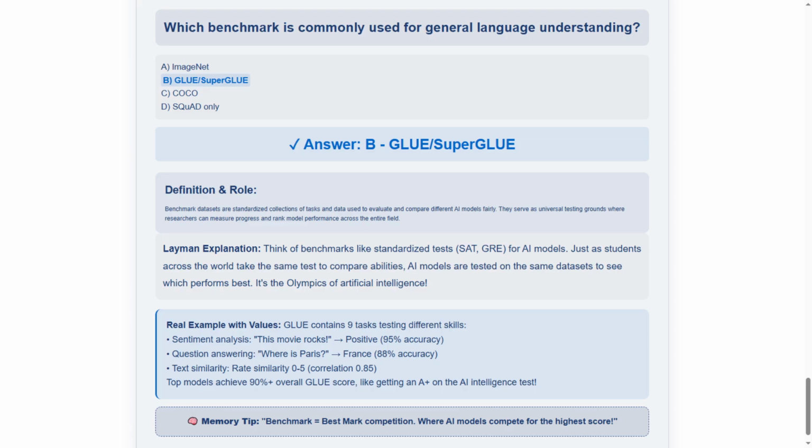Real example with values. GLUE contains 9 tasks testing different skills. Sentiment analysis. This movie rocks. Leads to positive with 95% accuracy. Question answering. Where is Paris? Leads to France with 88% accuracy. Text similarity gets rated 0 to 5 with correlation 0.85. Top models achieve 90% plus overall GLUE score, like getting an A+ on the AI intelligence test. High scores rule. Remember this. Benchmark equals best mark competition. Where AI models compete for the highest score. Think championship scoring.